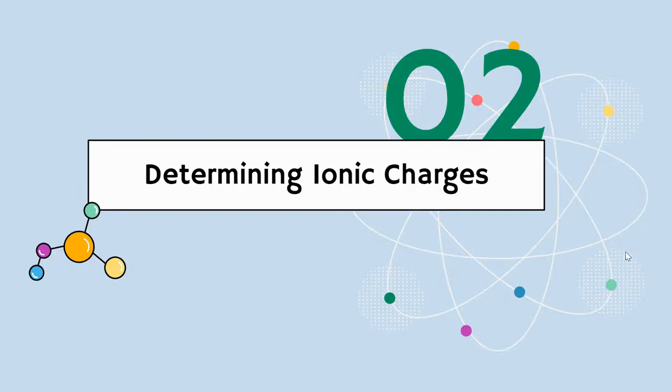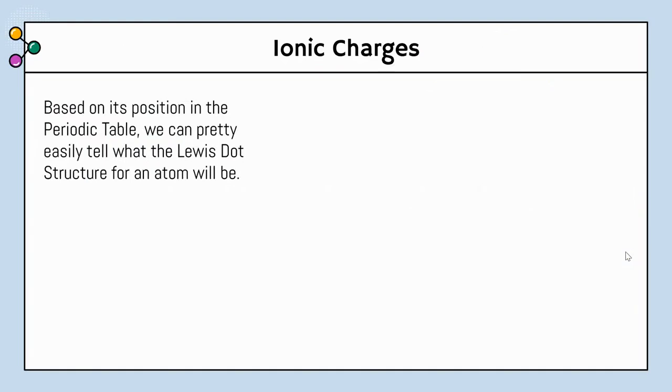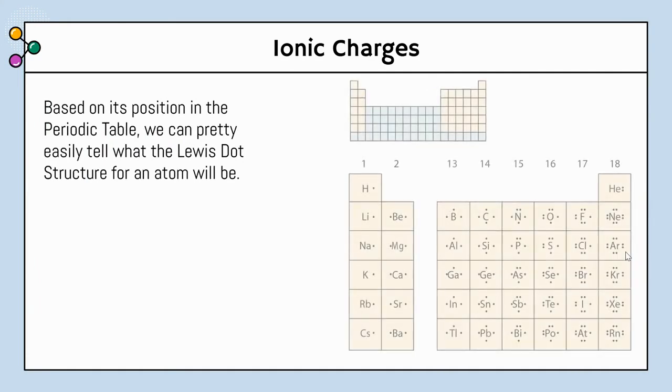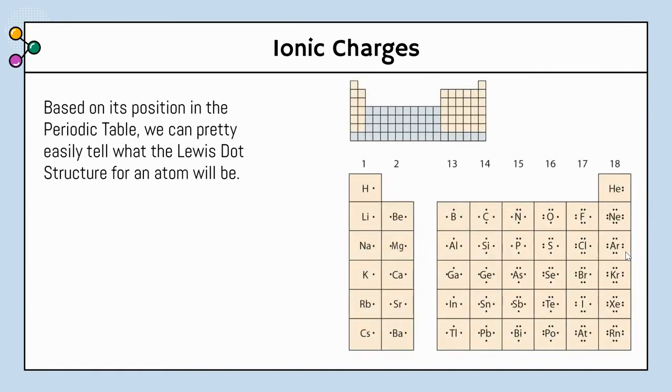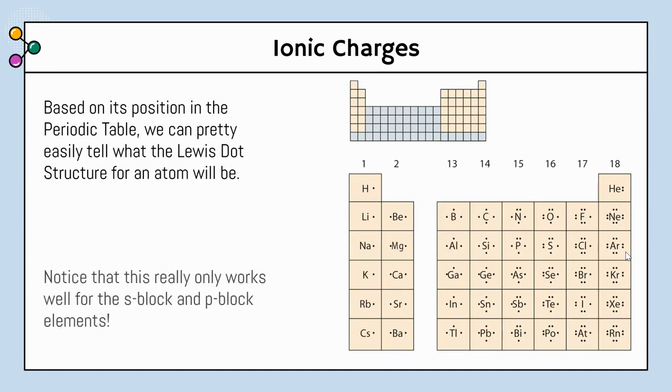So how do we determine those ionic charges? Well, it's pretty simple. Based on the position of an atom in the periodic table, we can tell what the Lewis dot structure will be. We've actually done this in a previous lesson. And if we have these Lewis structures, it's not hard to see what our charges will be.